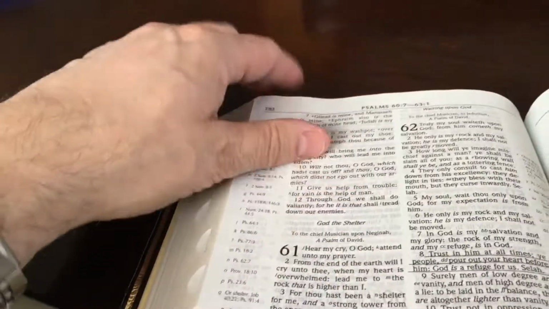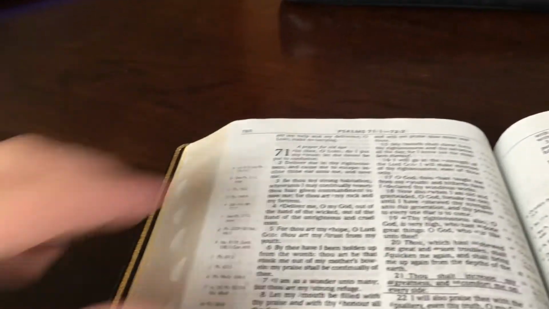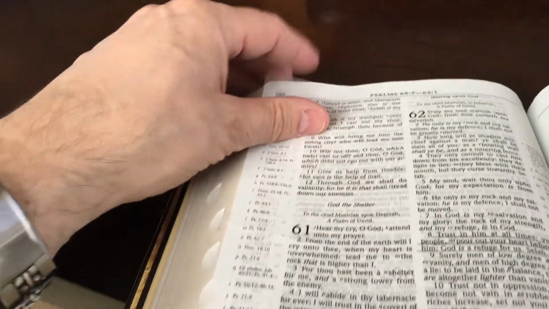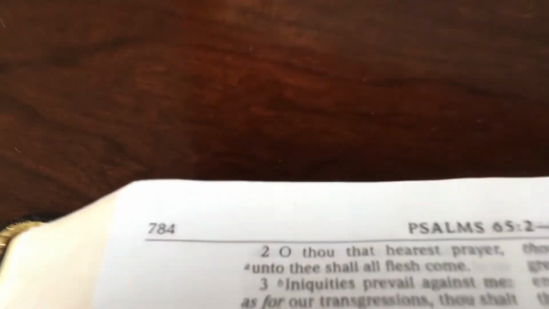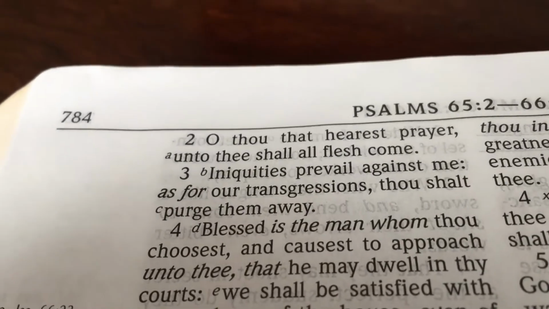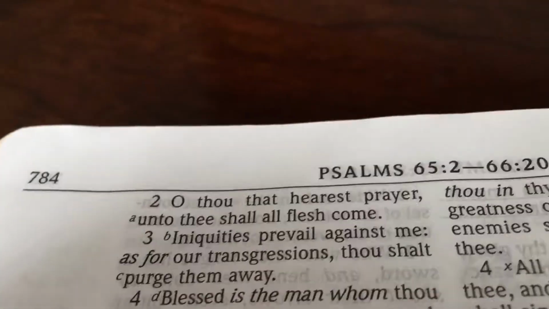Psalm 65, verse 2. And he's talking to God. So when you use "est," it's when you're talking to somebody. So "est" is second person singular. So he's talking to God.